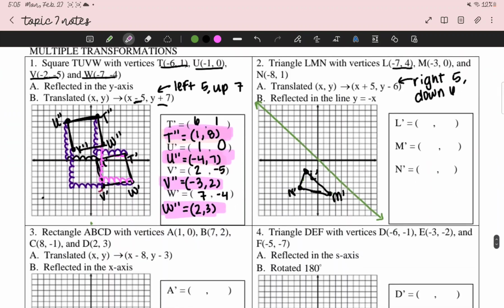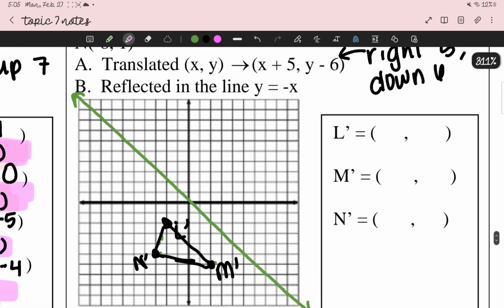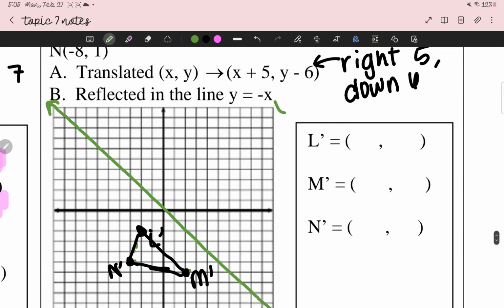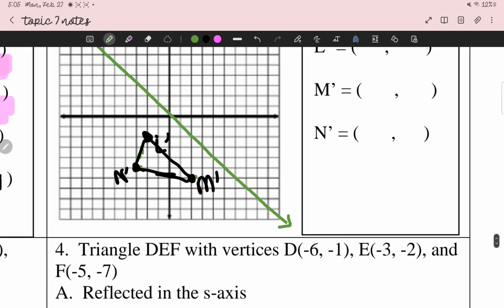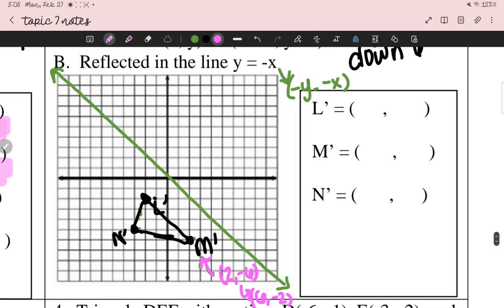So let's do that. All right, so that is our rule here. We do negative y comma negative x. For point M, I'm going to use a different color. Point M was 2, negative 6. So do the opposite, and it becomes 6 comma negative 2. So 6, negative 2 is going to be here. And that does look like it went straight across the line, right? So that's perfect.